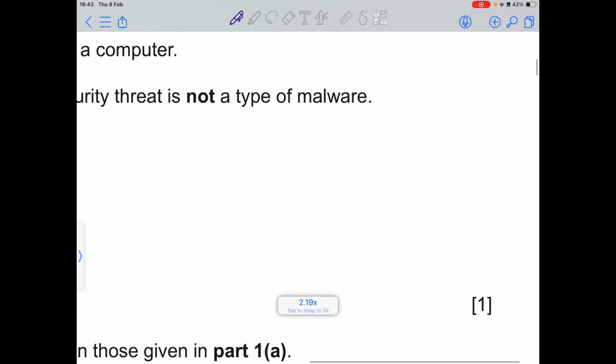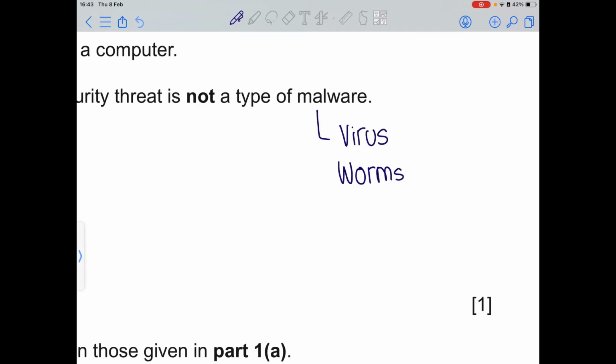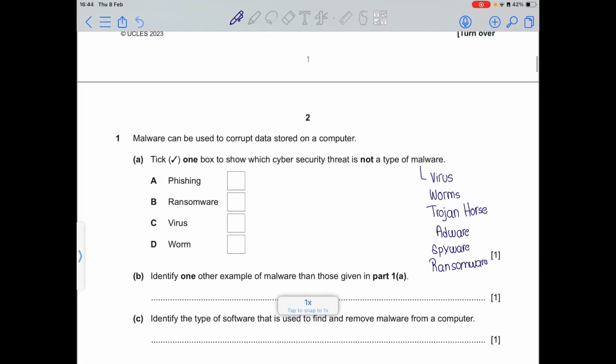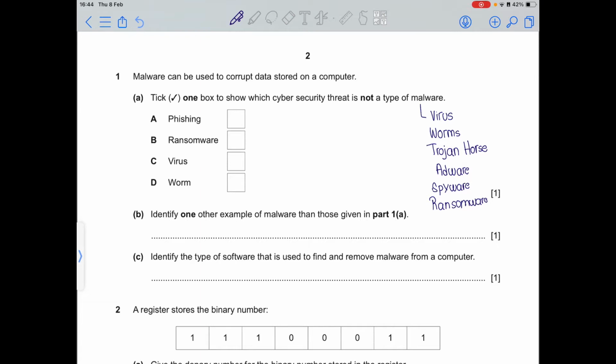Now, when we talk about malware, there are five essential ones: viruses, worms, Trojan horse, adware, spyware, as well as ransomware. So if any of these are not in the list, that's basically not a type of malware. Since you can see that phishing is not a type of malware, it has to be ticked. The rest three are types of malware.